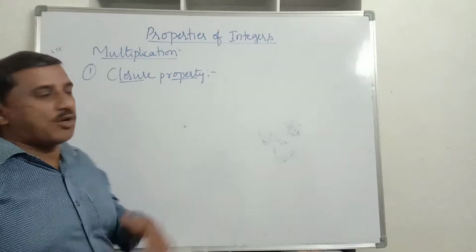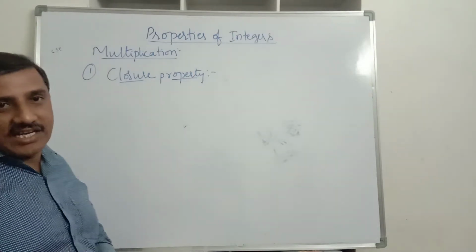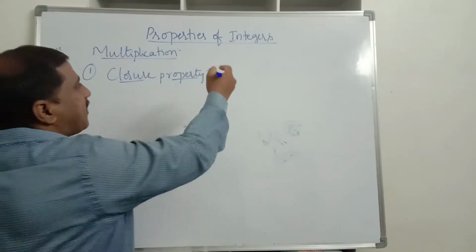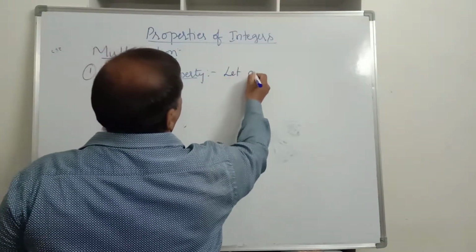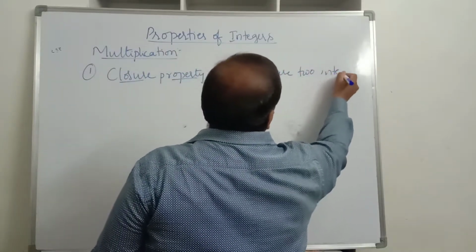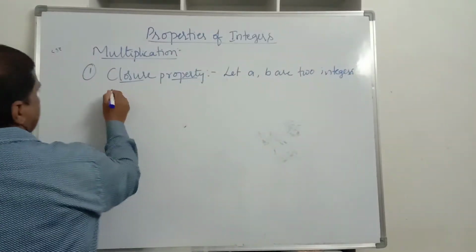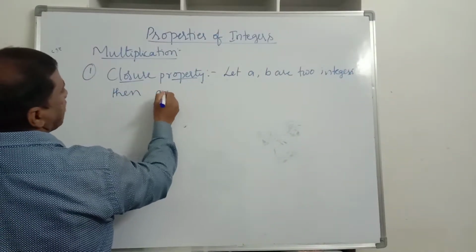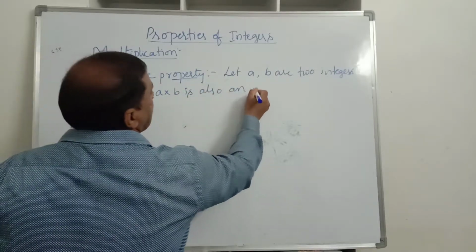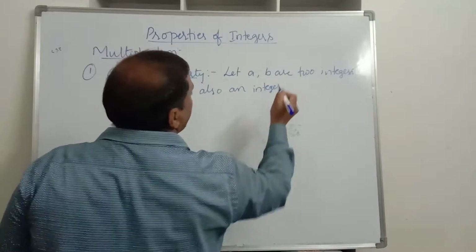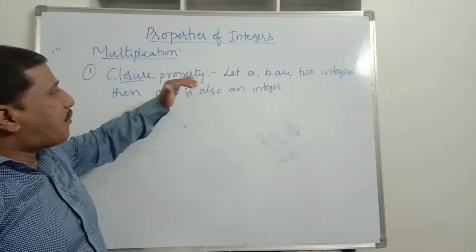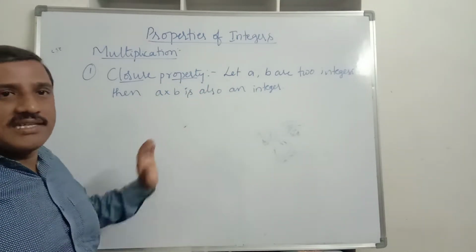Now we will discuss properties of integers under multiplication. The first property is the closure property. What does it state? Closure property states that let a, b be two integers. Then a into b is also an integer. This is the statement, and we will check whether it is satisfied by integers under multiplication or not. That is, the product of two integers is also an integer.